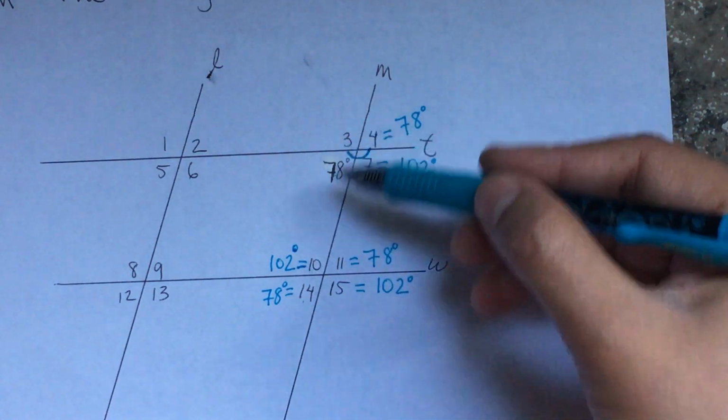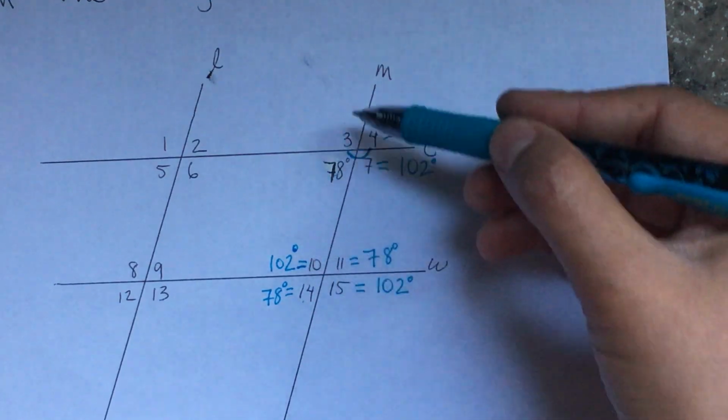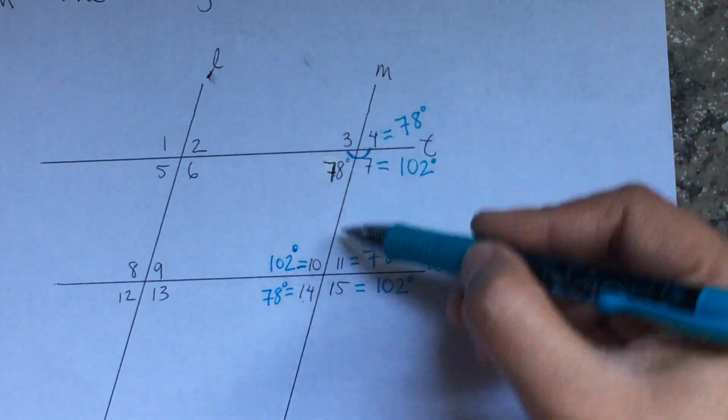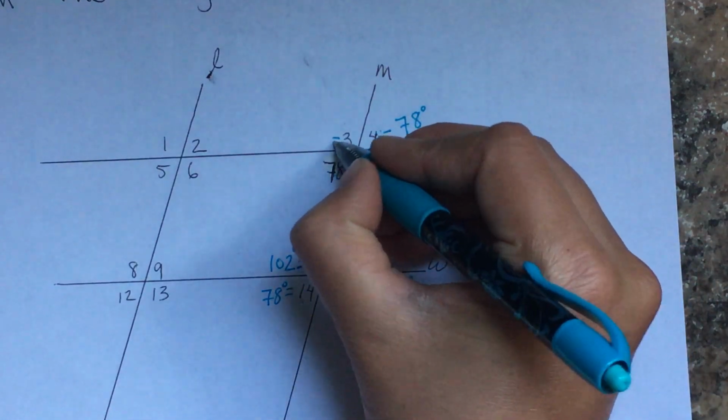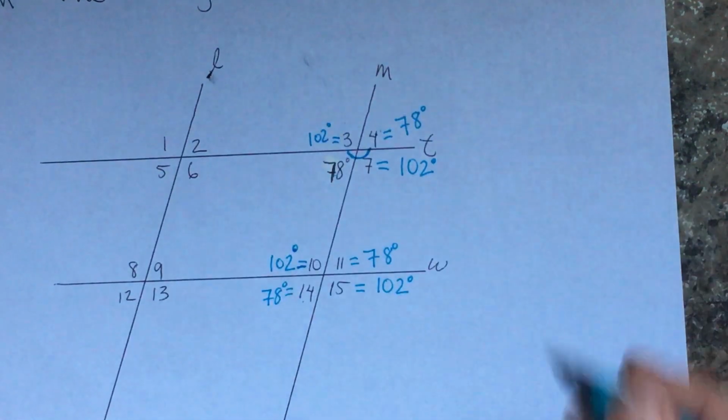Number 10 and number 3 are corresponding angles. So the little double L's backwards. So this is 102 degrees.